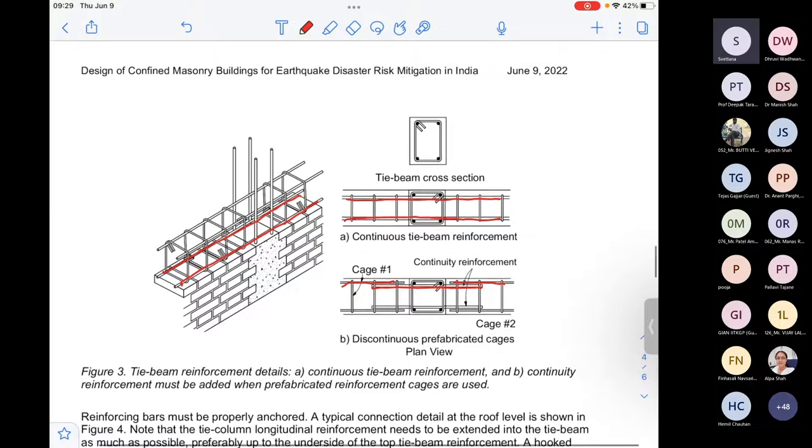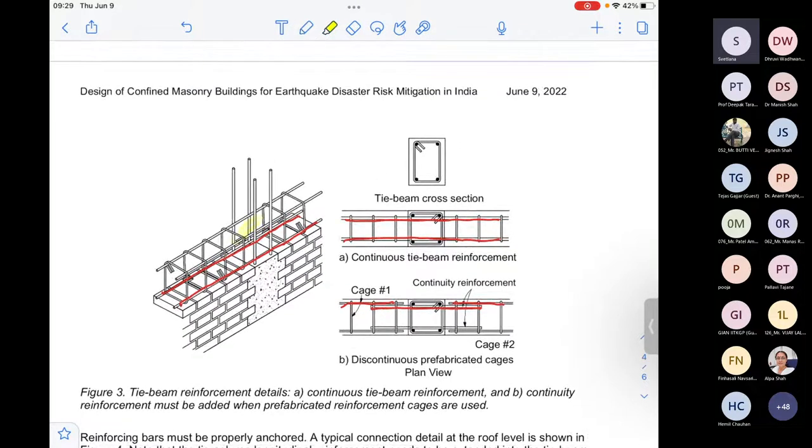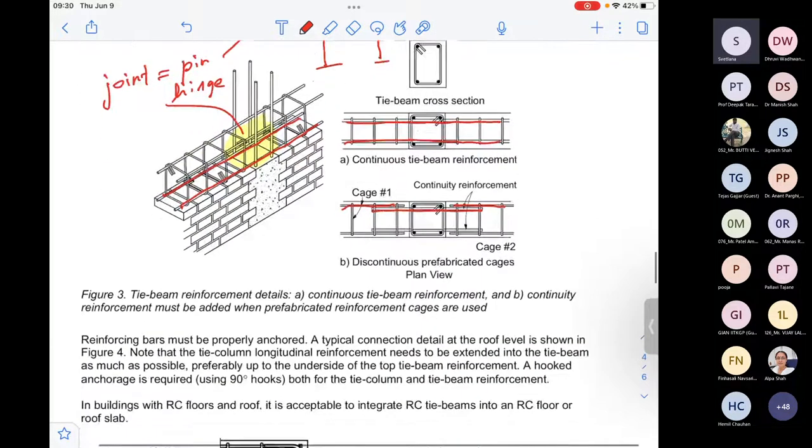Otherwise, because this is a pin connection, we don't have issues with moment transfer. The joint is a pin connection or hinge. You remember that when you talk about the strut and tie model, this is the pin that we have between tie columns and tie beams. We don't claim, and don't actually want, any moment transfer. Therefore, it is simpler.